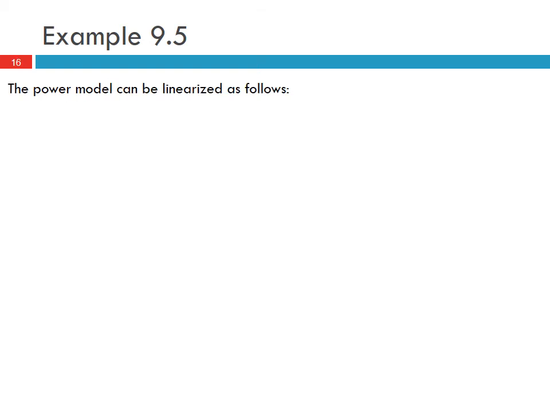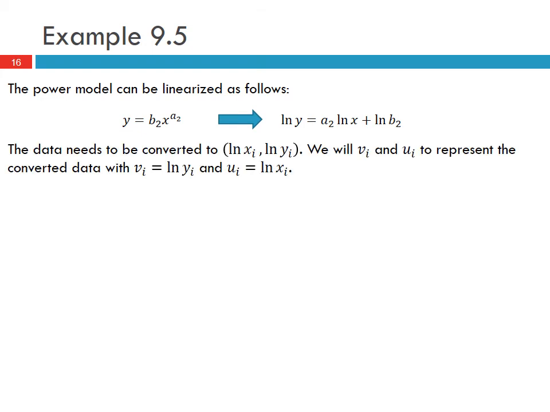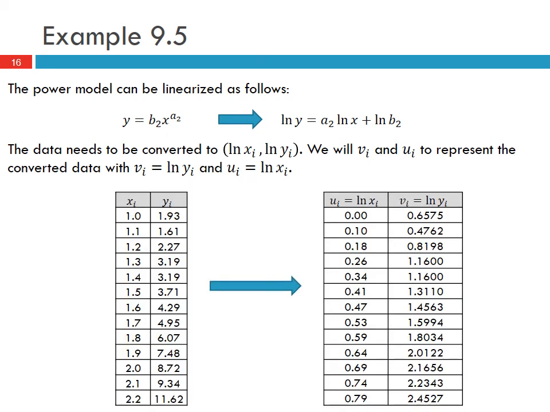So the power model can be linearized as shown here. y is equal to b2 x to the power a2. We can take the natural log of both sides, and we see that natural log of y is equal to a2 ln x plus ln b. So the data needs to be converted to ln x and ln y, and we'll use vi and ui to represent the converted data, where vi is equal to ln yi and ui is equal to ln xi. So this is our original data and our converted data, just taking the natural log of all of the elements.